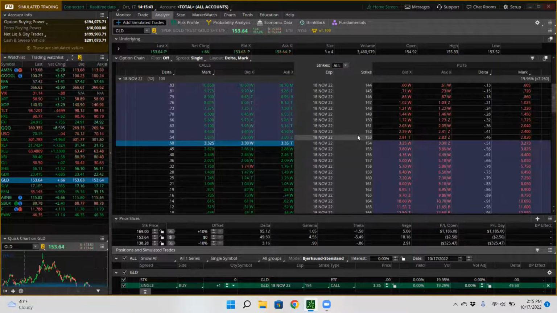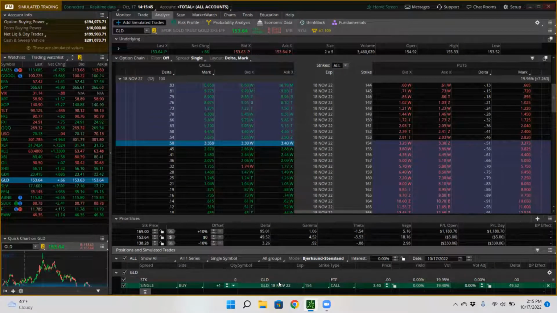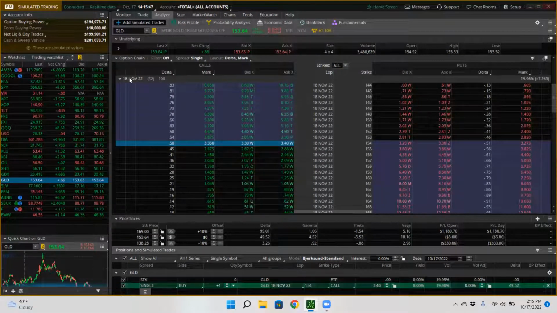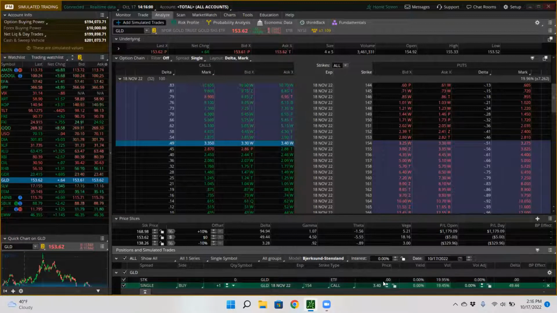So we've got the 154 strike here. We're in the November expiration, in 32 days. This is going to move unless you click the lock button or you try to adjust this. If you adjust this down and then you want to go back to how the market's moving, you just click the unlock button on this side here.